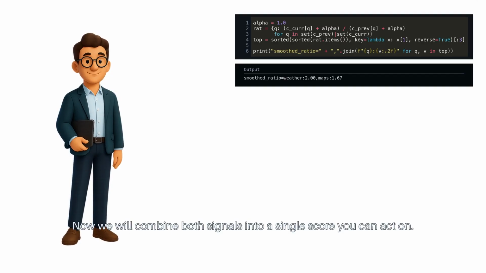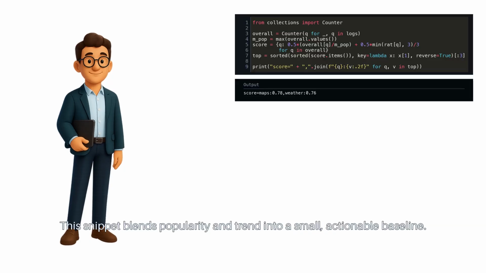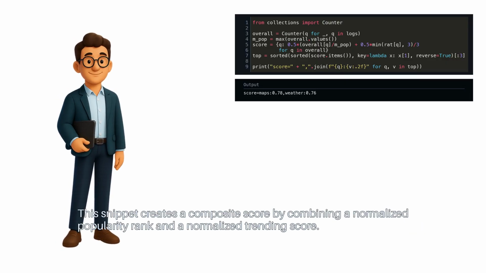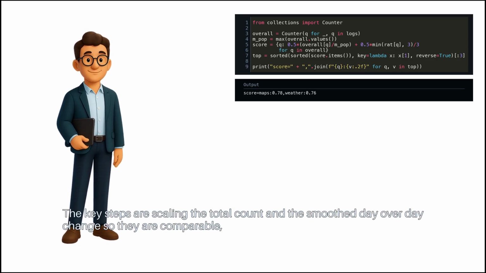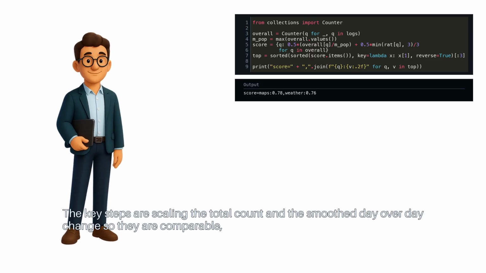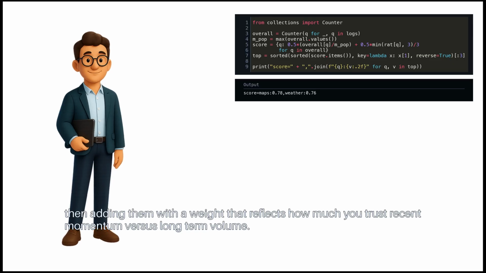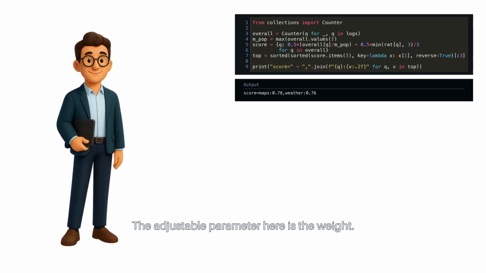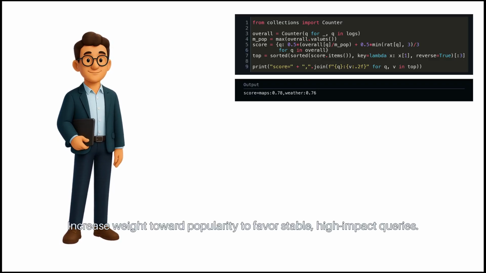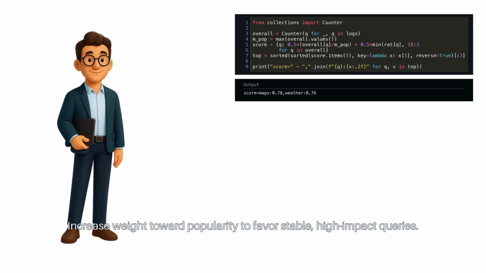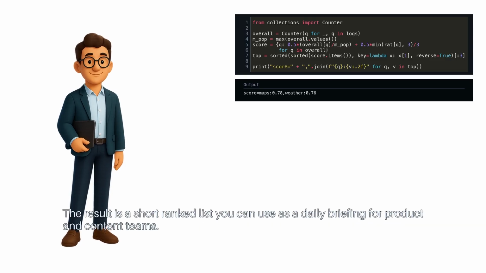Now, we will combine both signals into a single score you can act on. This snippet blends popularity and trend into a small, actionable baseline. It creates a composite score by combining a normalized popularity rank and a normalized trending score. The key steps are scaling the total count and the smoothed day-over-day change, so they are comparable. Then, adding them with a weight that reflects how much you trust recent momentum versus long-term volume. The adjustable parameter here is the weight. Increase weight toward trend to spotlight fast movers. Increase weight toward popularity to favor stable, high-impact queries. The result is a short, ranked list you can use as a daily briefing for product and content teams.